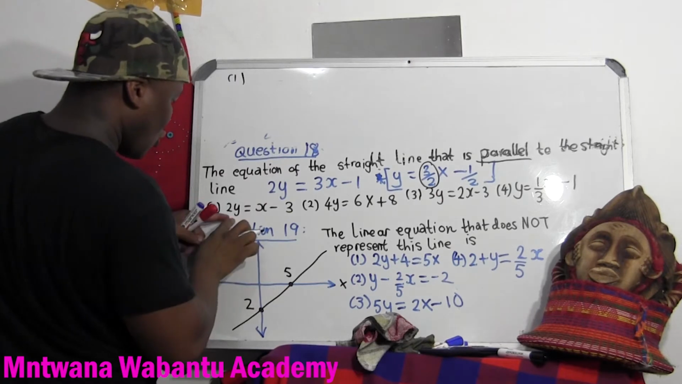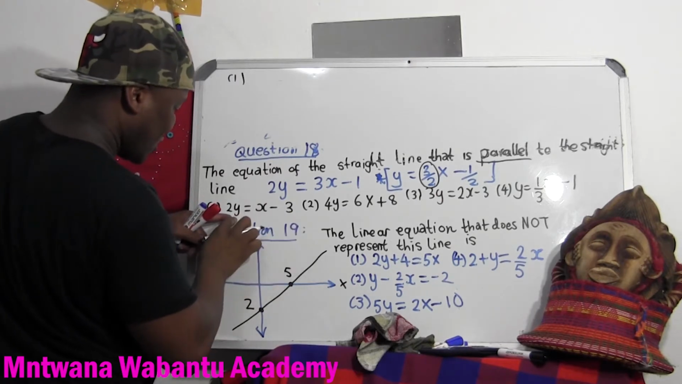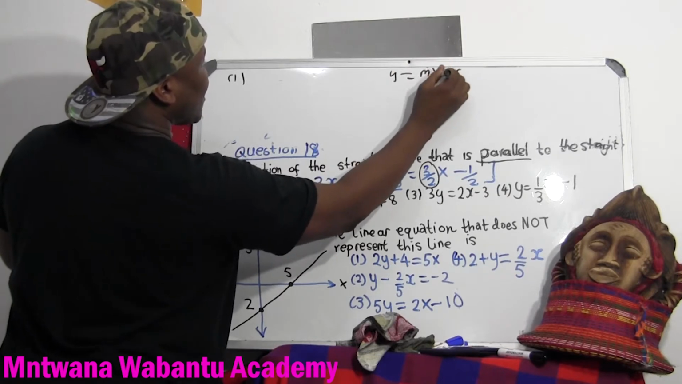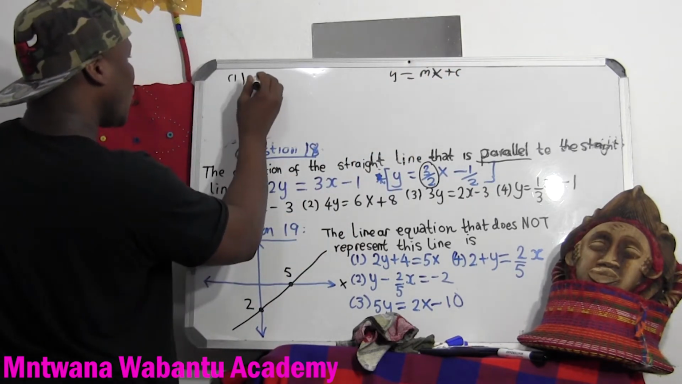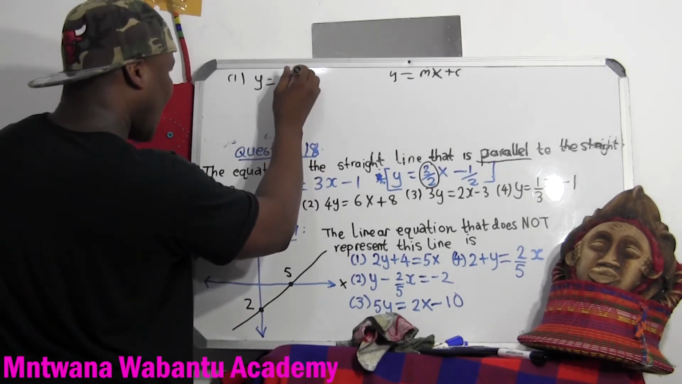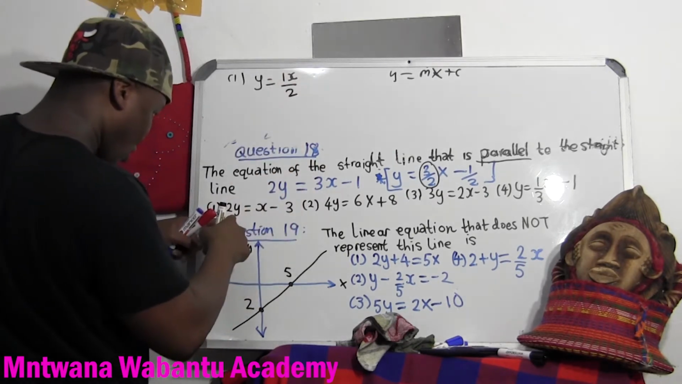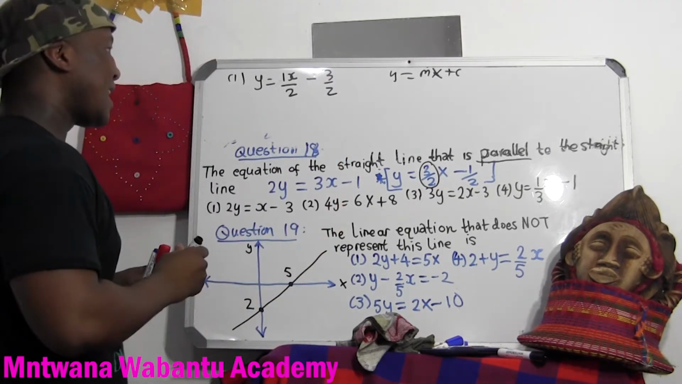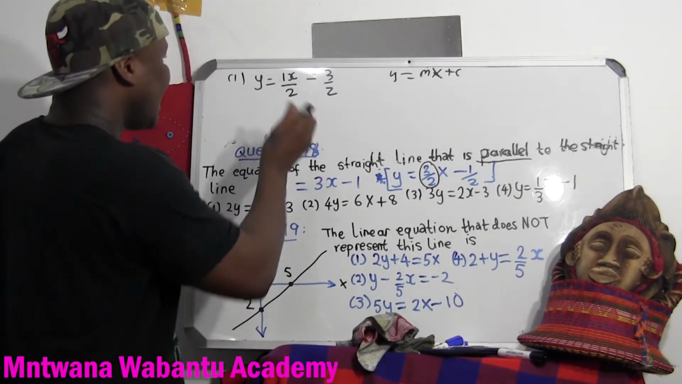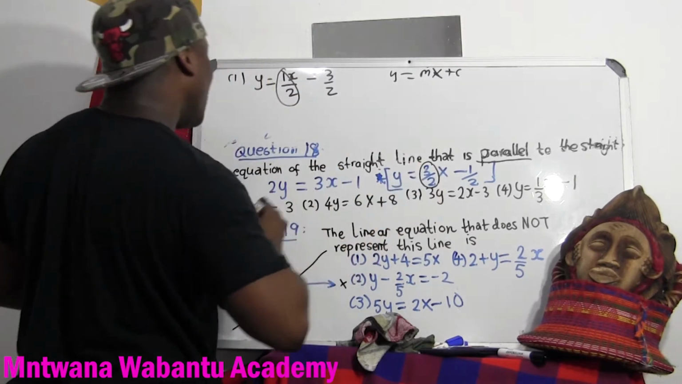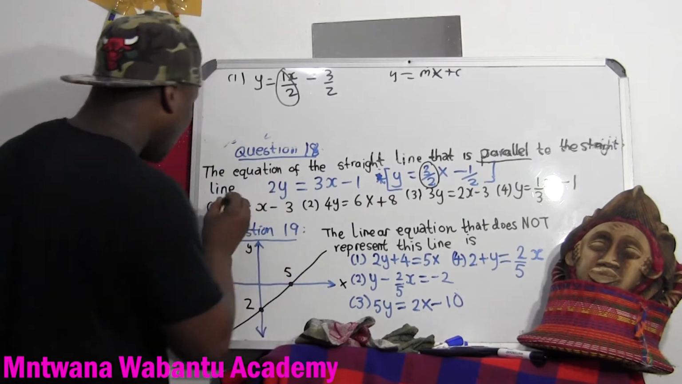So this is going to be 2y equal to x minus 3. So divided by 2, because it has to be y equal to mx plus c in this format. So divided by 2, we're going to be left with y equal to x, it's like 1x divided by 2, minus 3 divided by 2. So this is not parallel, because this slope here is not the same as this. So it's not.